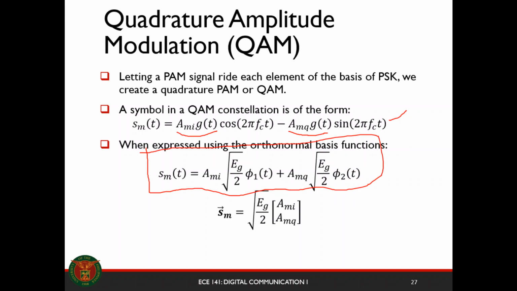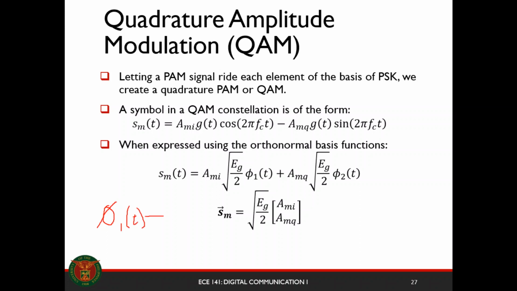So recall the orthonormal basis for your cosine and your sine. For your cosine, that's phi 1. Phi 1 of t is equal to the square root of 2 over the energy of your pulse times cosine of 2 pi fct. So you already get that.